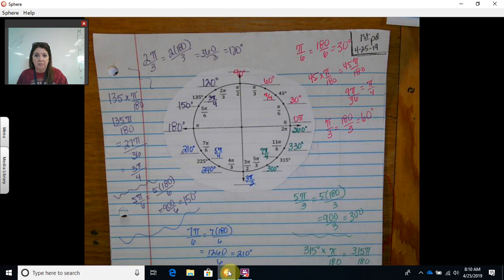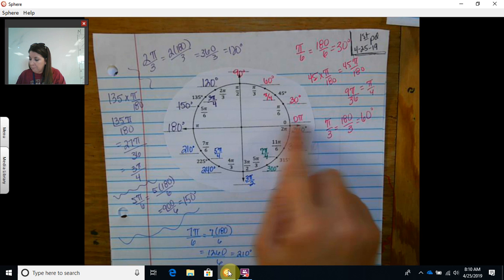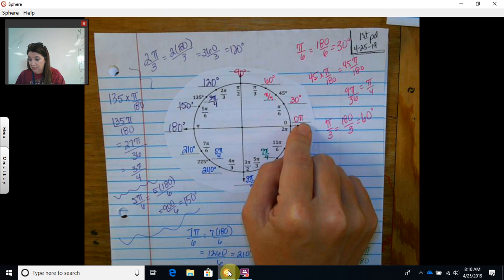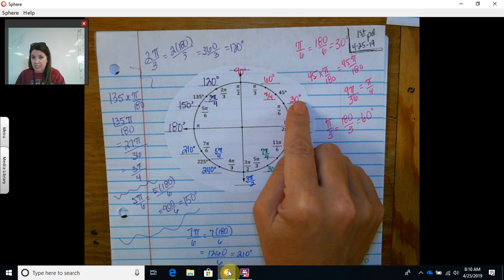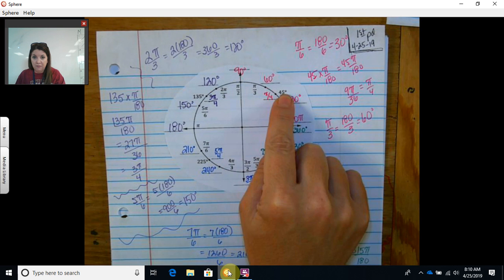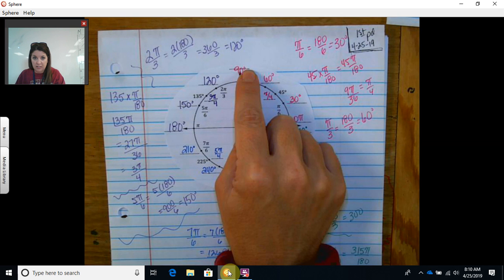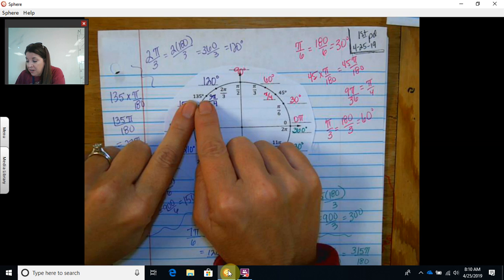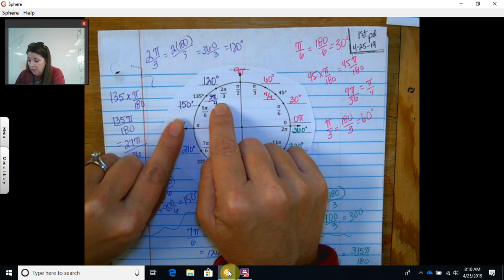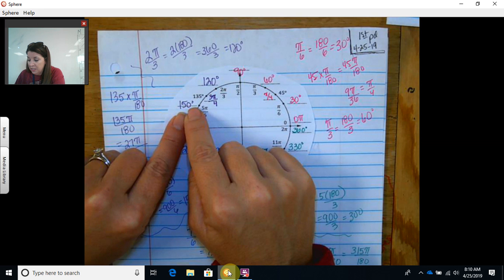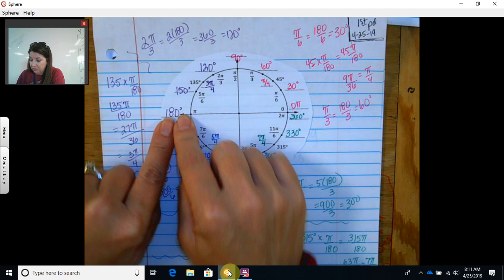So in my first quadrant, 0 degrees is 0 pi, or just 0. π/6 is 30 degrees. 45 degrees is π/4. π/3 is 60 degrees. π/2 is 90 degrees. 2π/3 is 120 degrees. 135 degrees is 3π/4. 5π/6 is 150 degrees. π is 180 degrees. So that was the second quadrant.